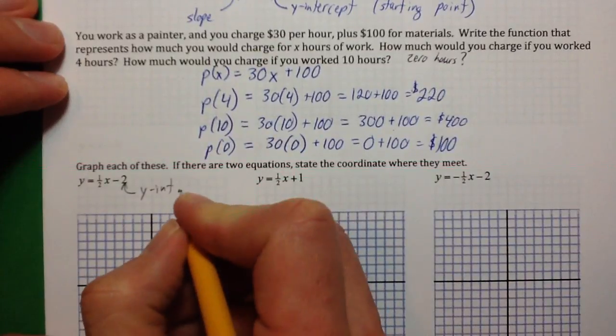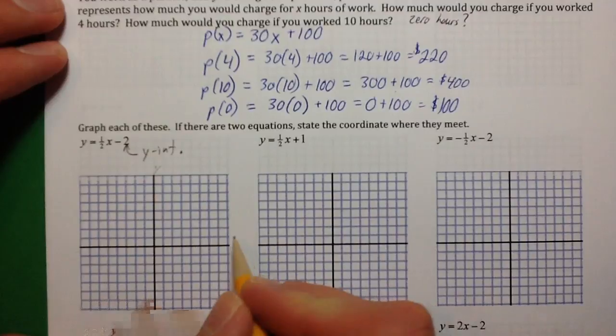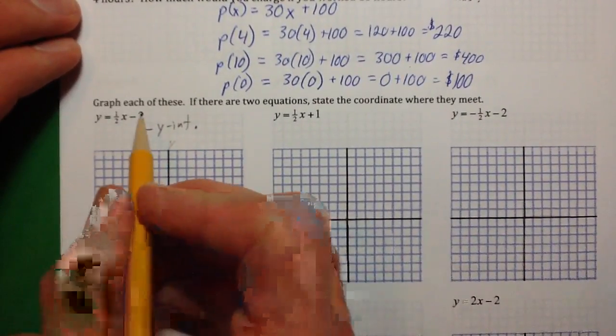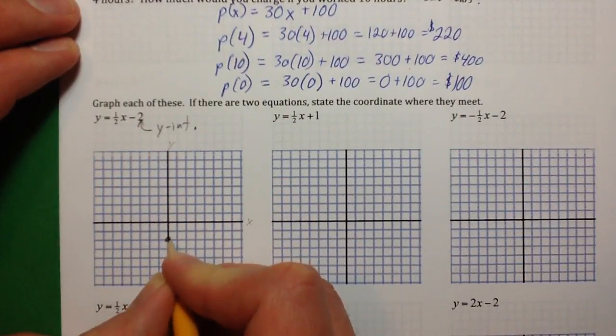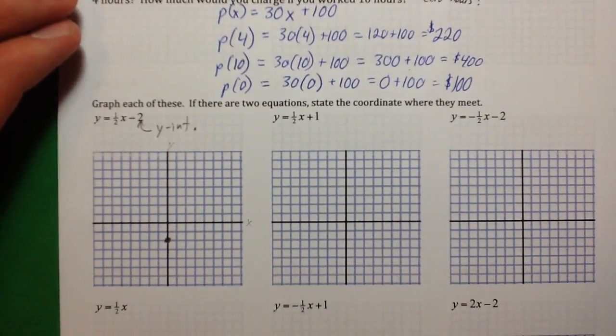I'll abbreviate it as y-int. And this is the y-axis. This is the x-axis. You know that. I know that. So let's do it. The y-intercept is not at 2. It's at -2. I'm going to start down here, -2, and I'm going to put a dot, using a pencil in case I make a mistake.